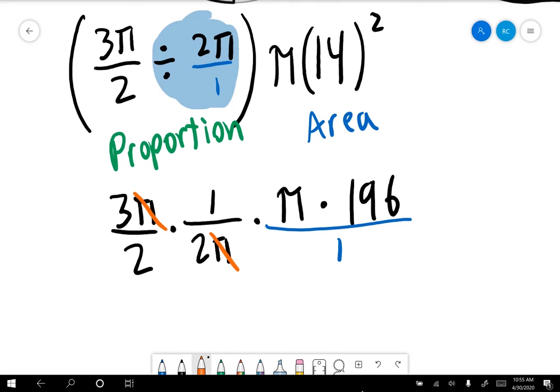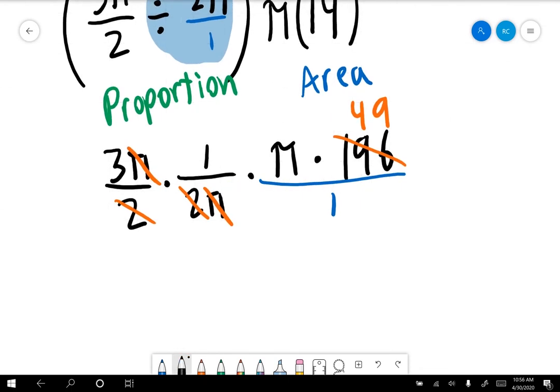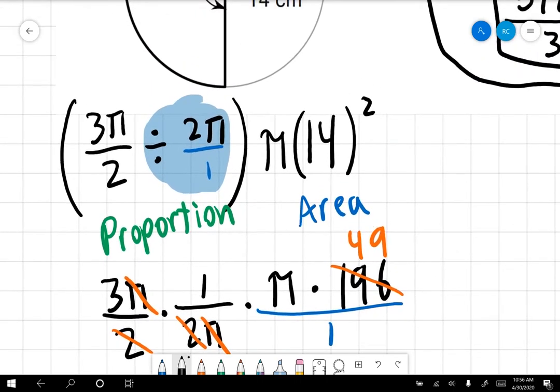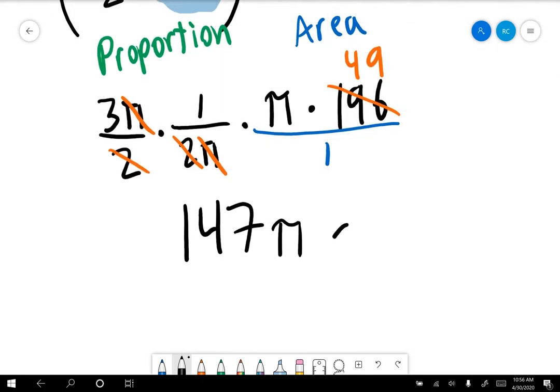And we found out earlier that 196 is divisible by 4, 2 times 2. It was 49, if I recall properly. So let's see, 49 times 3 is 150, minus 3 is 147 pi square centimeters.